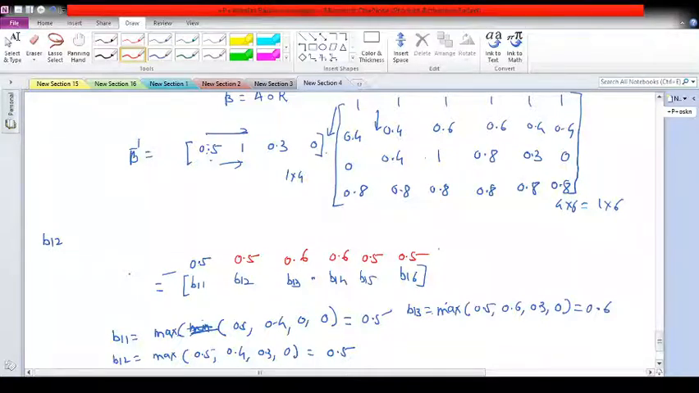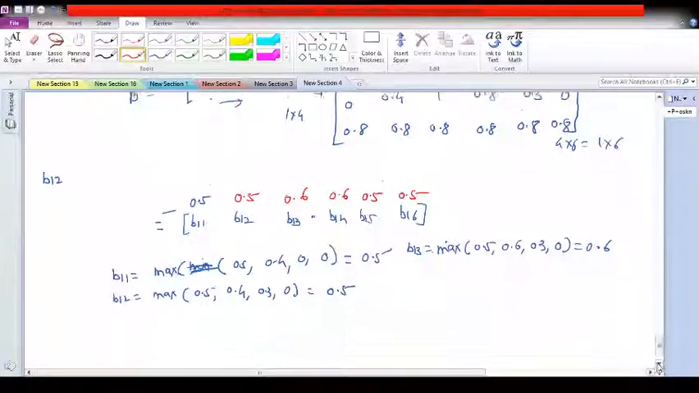Okay, so this way you can calculate. Fine. One more example we can take.